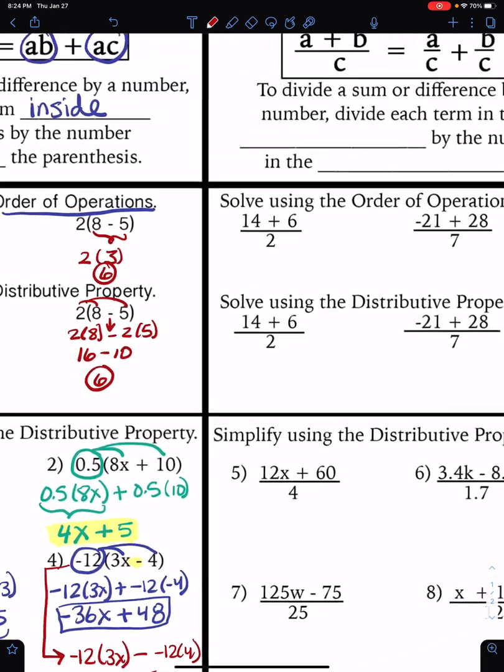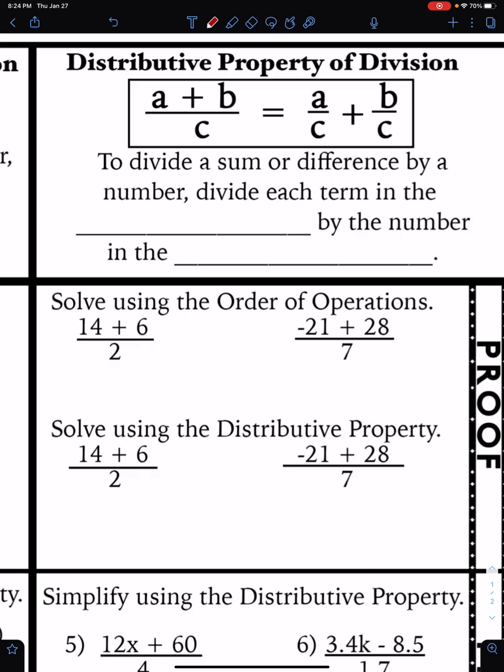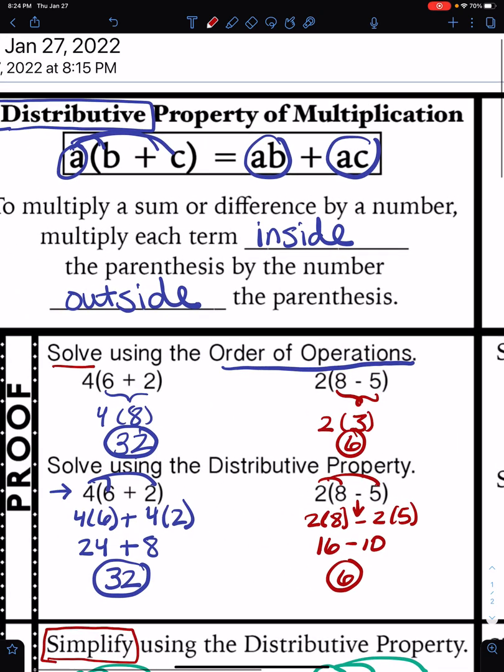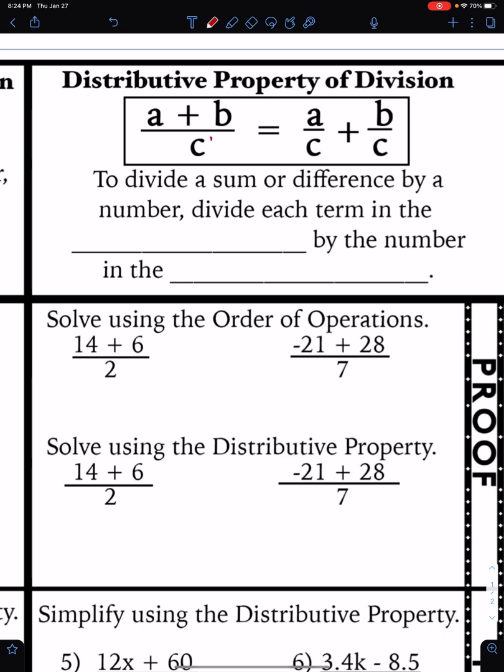Now we're going to talk about the distributive property of division. Well, it's kind of the same thing. Instead of having a number in front of the parentheses, in front of a sum or difference of numbers, now we're going to have a number that we're going to divide that sum or difference by. And the same way distributing means give one to each with multiplication, it means give one to each with division. So I'm going to do A divided by C and then B divided by C separately. In words, to divide a sum or difference by a number, divide each term in the inside.